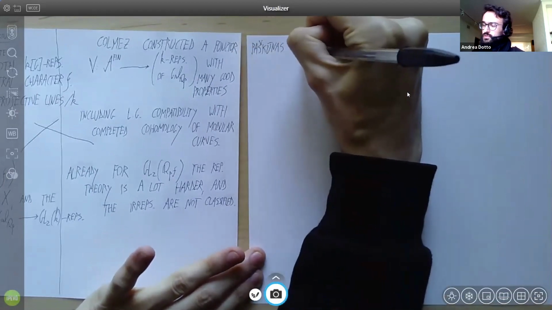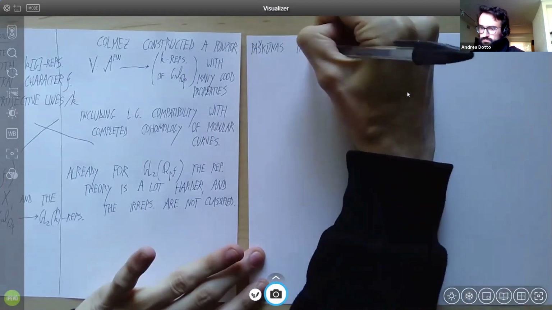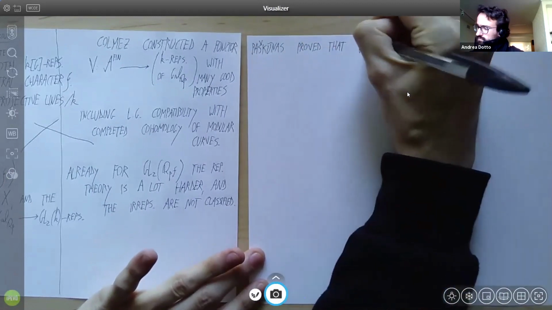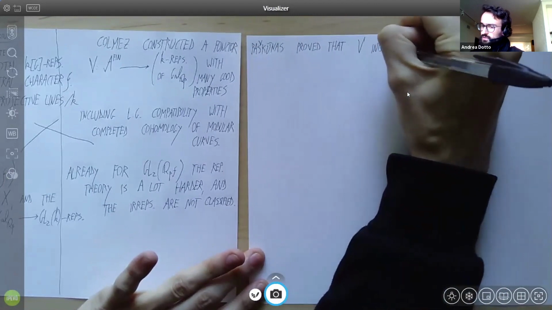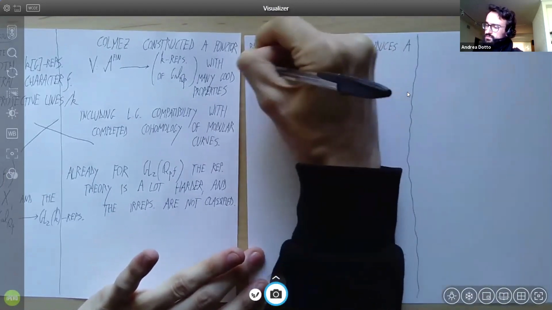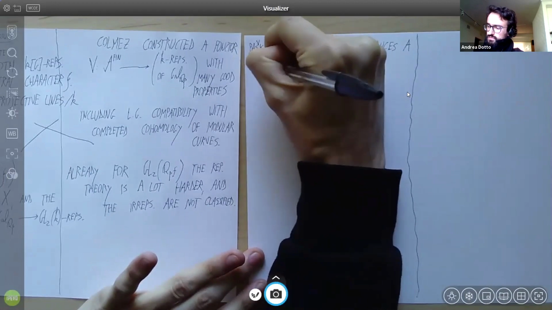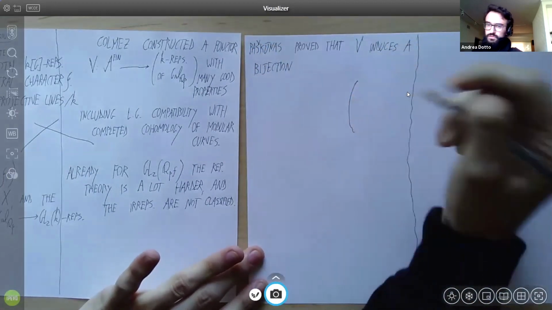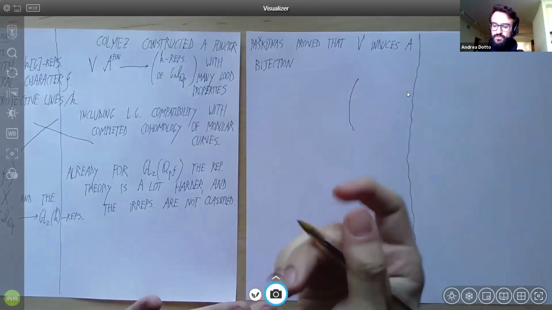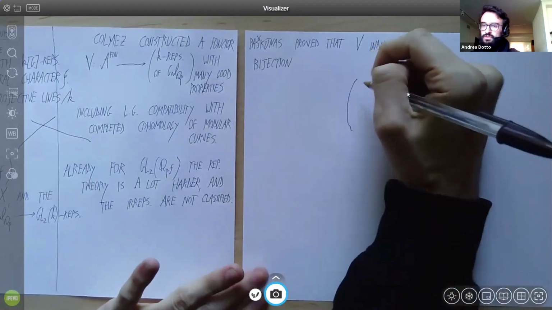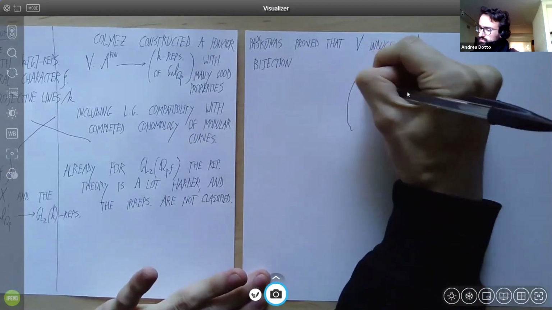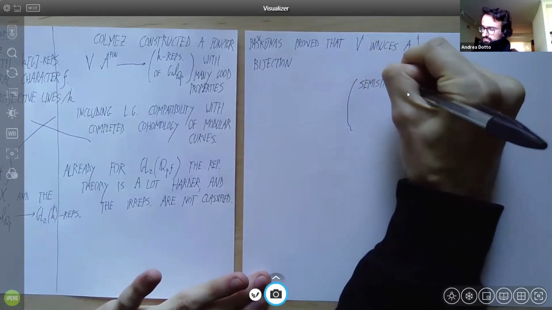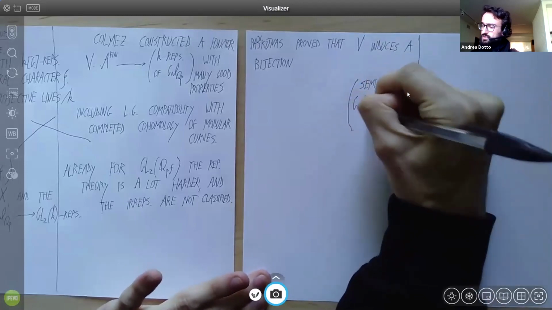I'm going to tell you the target of this bijection first. So this functor V induces a bijection which lands into a specific kind of Galois representations. So it lands into two-dimensional semi-simple representations with the same coefficients as before.